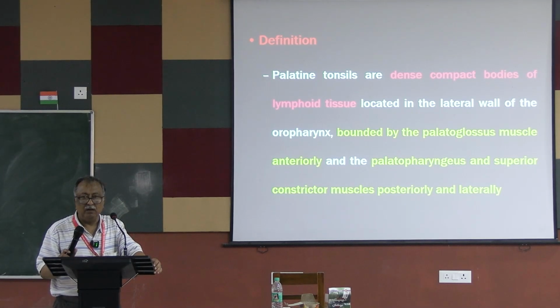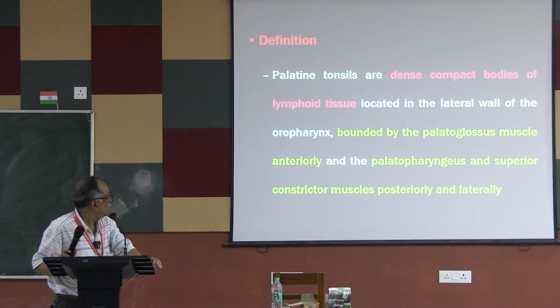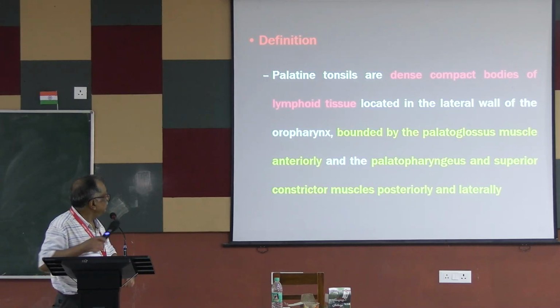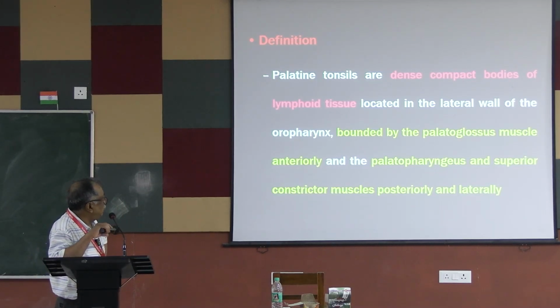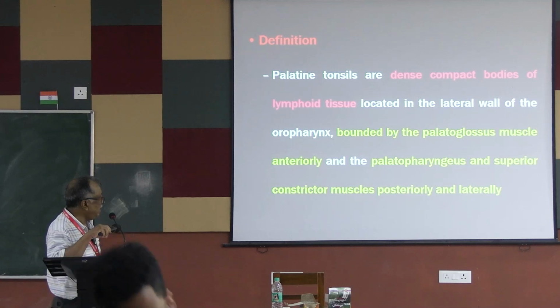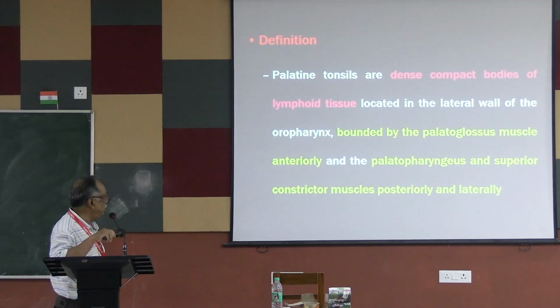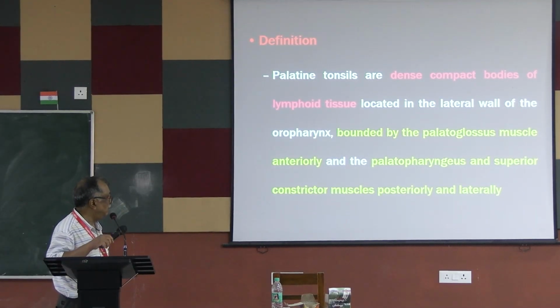I come to Waldeyer's ring. Waldeyer's ring has a superior part, the adenoid in the nasopharynx, and the main two are the tonsils, and the others are the lingual tonsils and other lymphoid tissue in the pharynx. Now the tonsil, it is the palatine tonsil, a dense compact body of lymphoid tissue located on the lateral wall of the oropharynx, bounded by the palatoglossus muscle anteriorly and palatopharyngeus and superior constrictor muscle posteriorly.